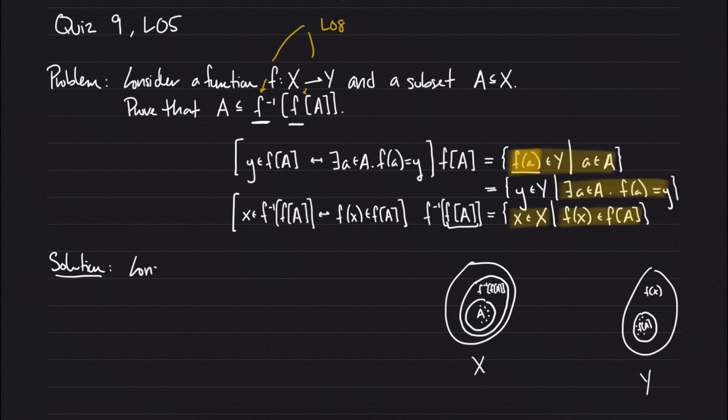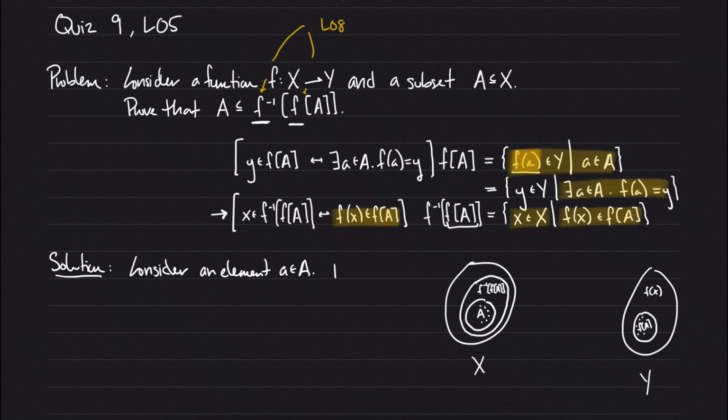All right, so let's start answering this question. We're trying to show that one subset is a subset of another, so we always consider some element of the first set. So we consider an element a of A, and our goal is, of course, to show that that little a is in f inverse of f of A. So we want to show that a has this property: we want to check whether f of little a is in f of big A.